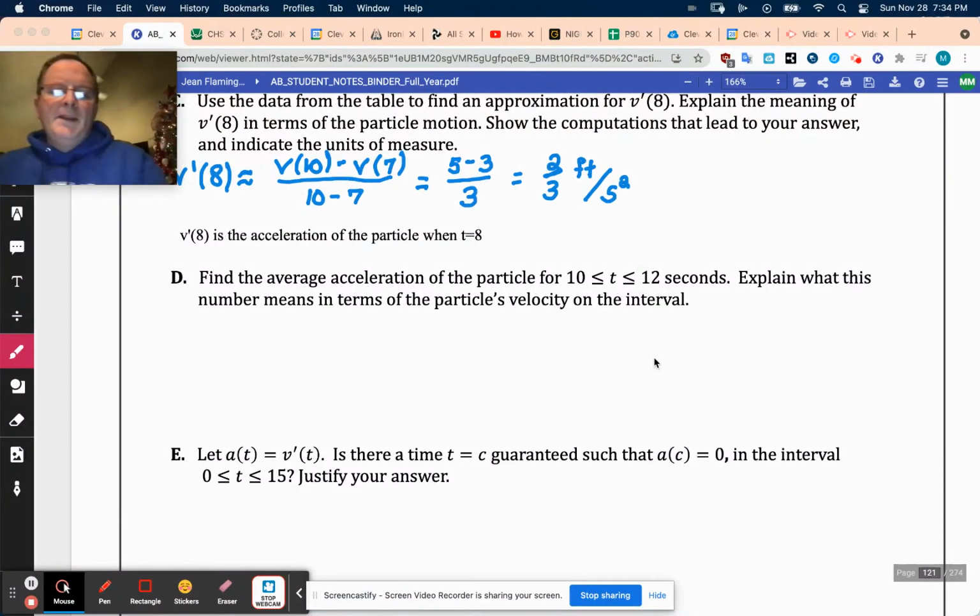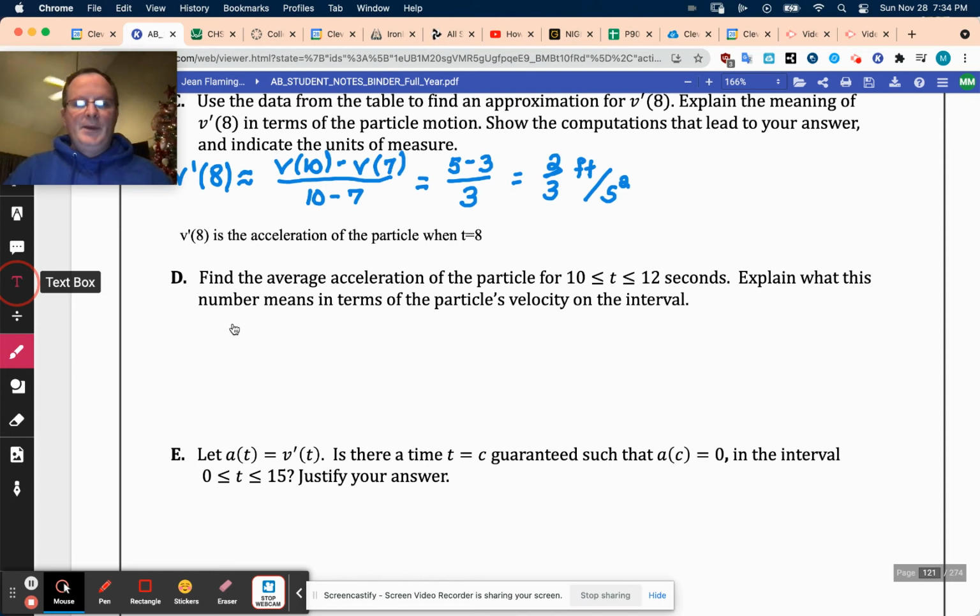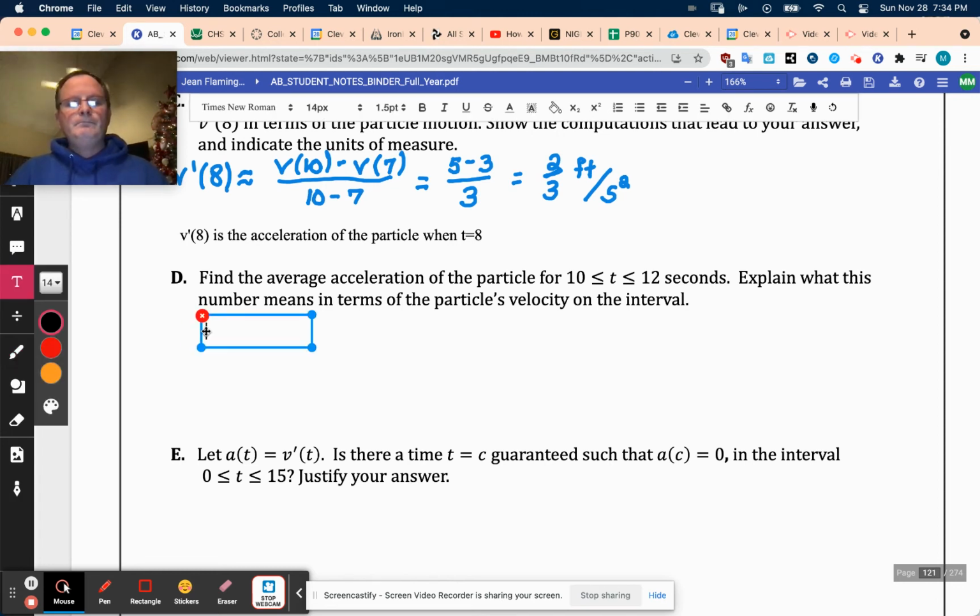Okay. On this one, it says the average acceleration. Now, they gave us velocity. This is average rate of change. And average rate of change is always old school slope. So when it says average rate of change equals old school slope, it's not even a calculus problem.